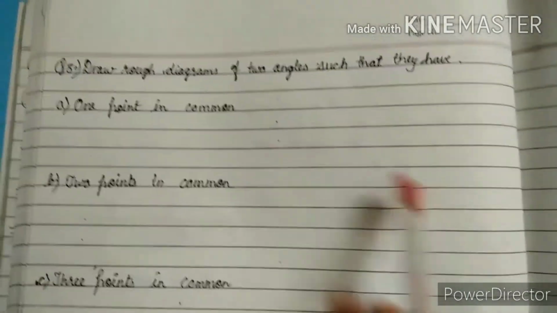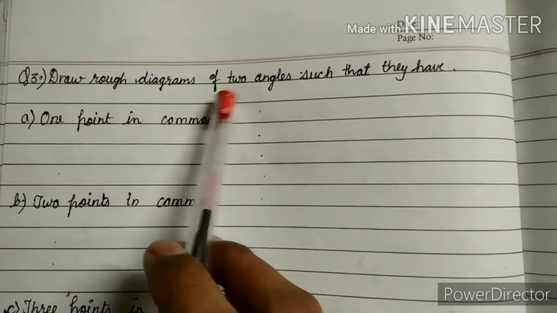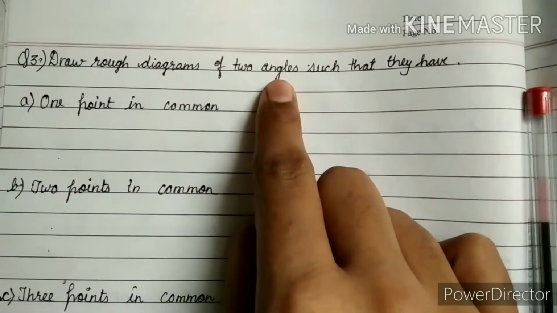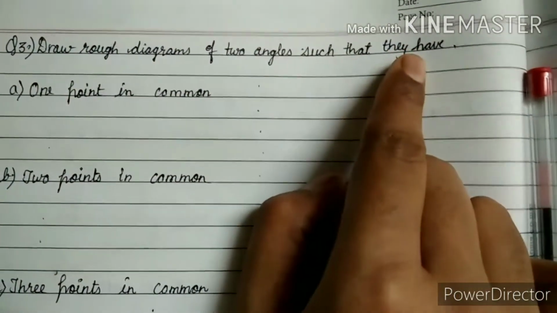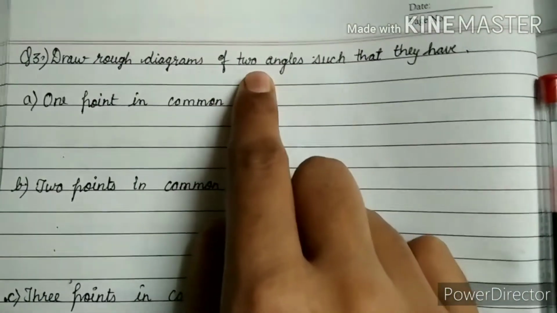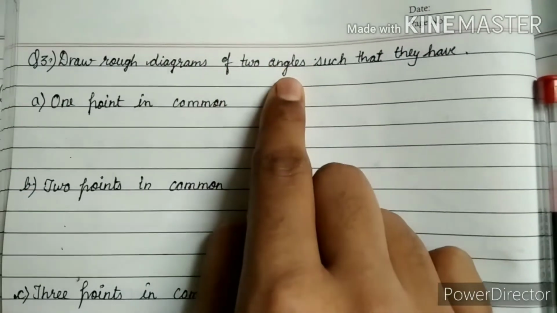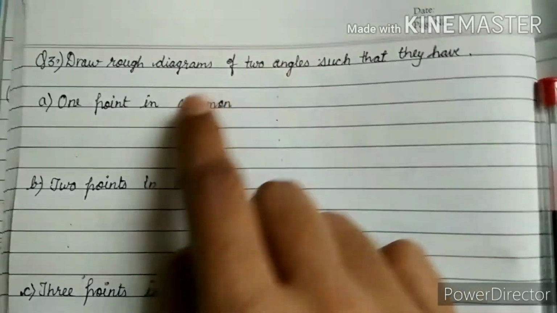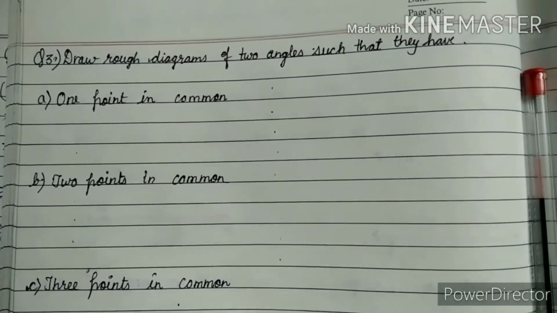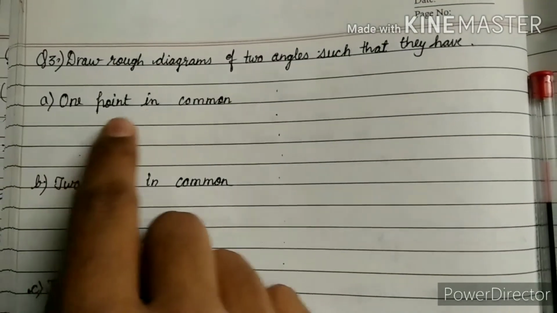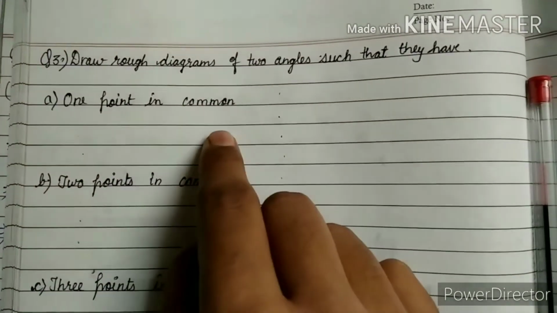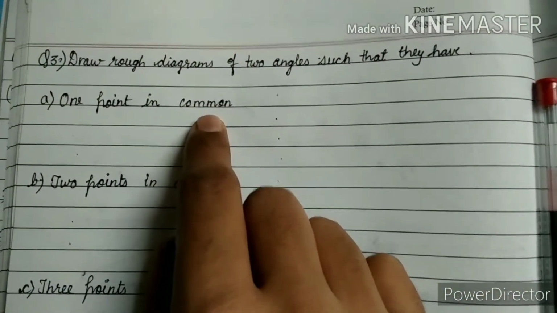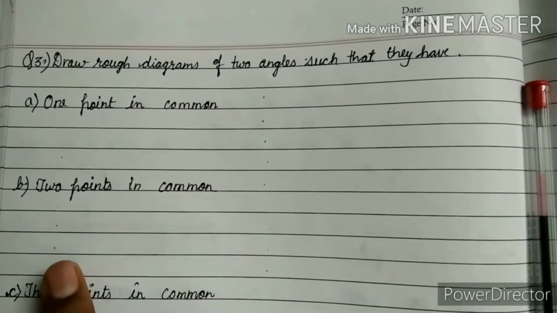Question number third is draw a rough diagram of two angles. It means we have to draw the diagram of two angles such that they have the given conditions. In every question we have to draw at least two angles, and we have to fulfill the condition of the given 5 things. The first is one point in common. So we have to draw at least two angles whose one point is common. Okay, let's see how to draw it.